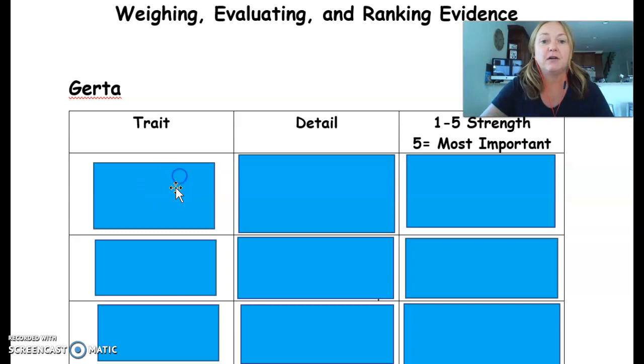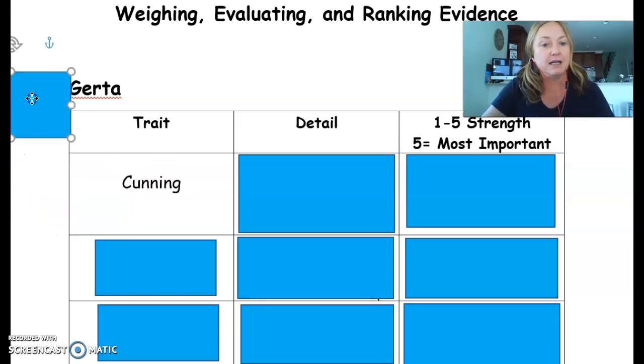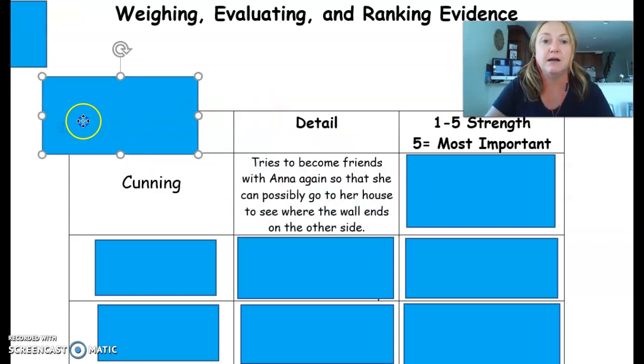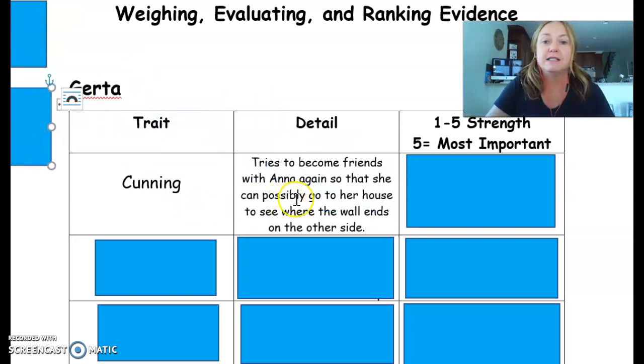Okay, so one of the character traits that I thought about Gerda was that she was cunning. Now I need to find an example of this in the book. And one of the details that I found was this detail, and you might remember this. She tries to become friends with Anna again so that she can possibly go to her house to see where the wall ends on the other side.